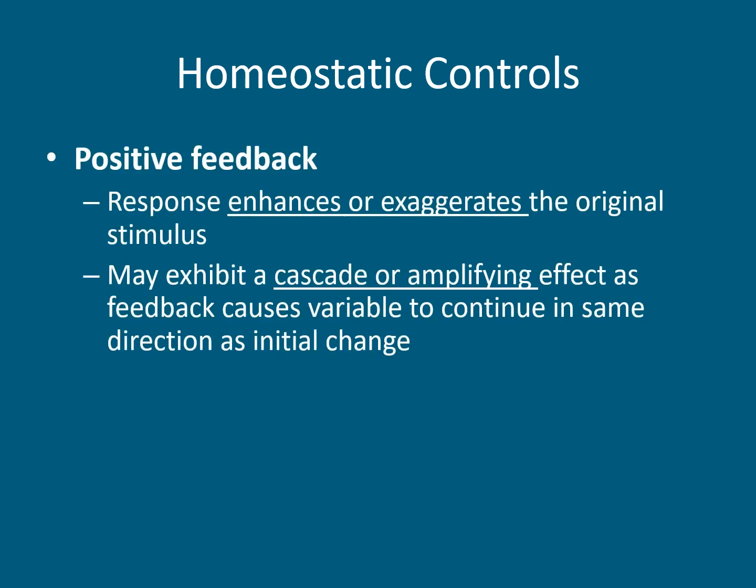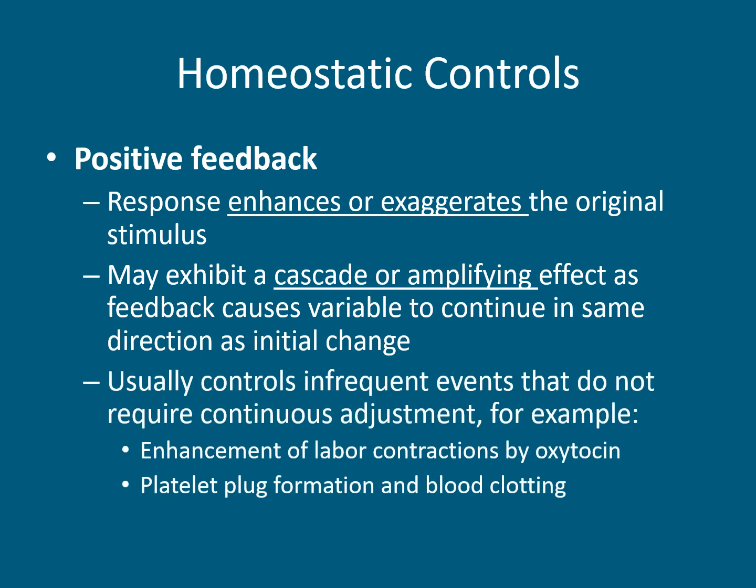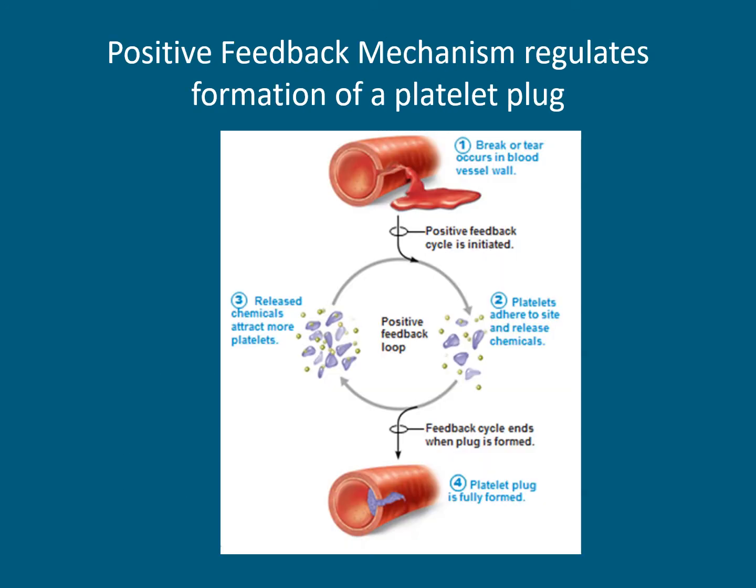Positive feedback is the reverse. This is where it's going to enhance or exaggerate that initial stimulus. There are a couple of examples where we see this in the human body. Two classic examples are when a woman goes into labor. Oxytocin is a hormone that is produced when a woman goes into labor that starts triggering the labor contractions. And then the other example is with blood clotting.